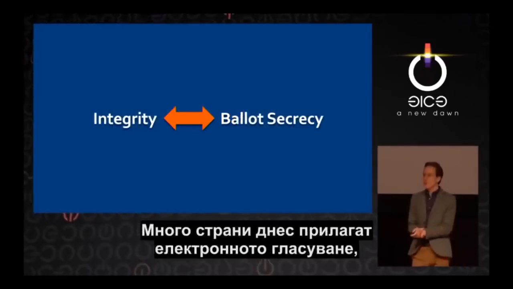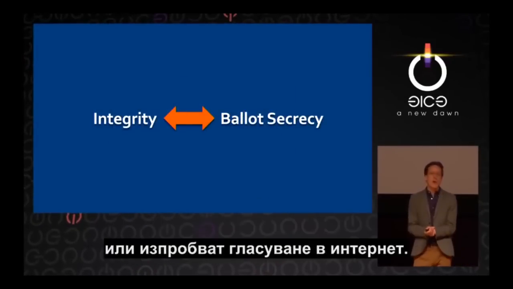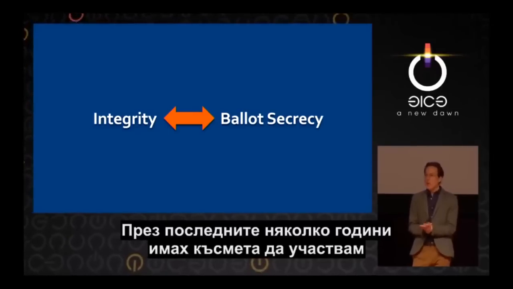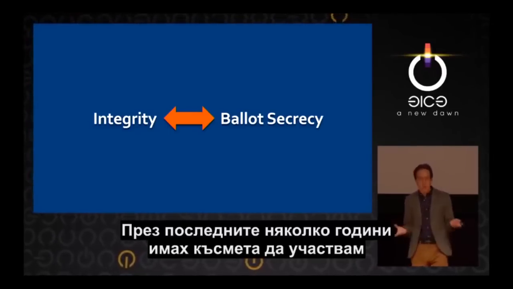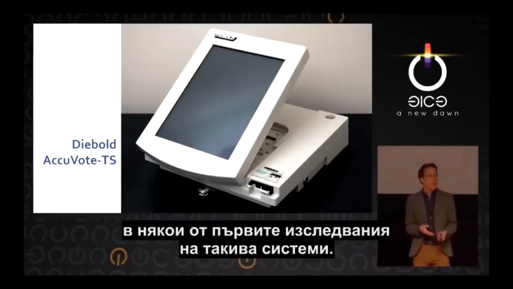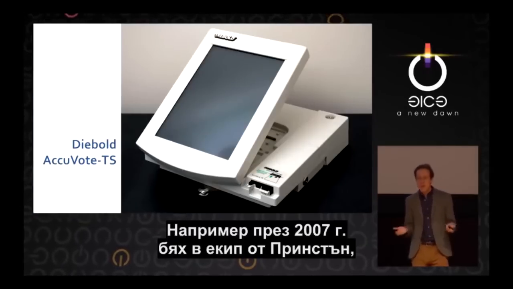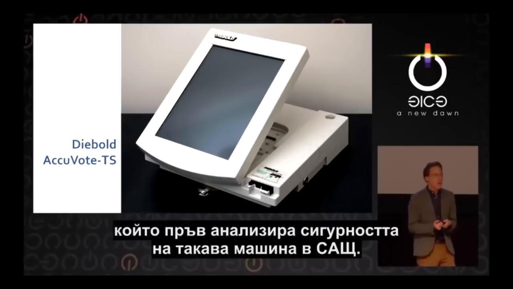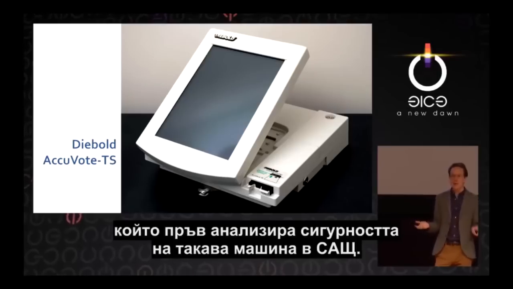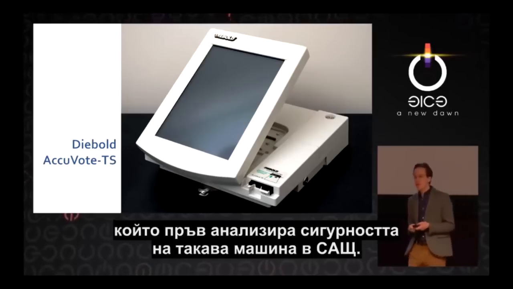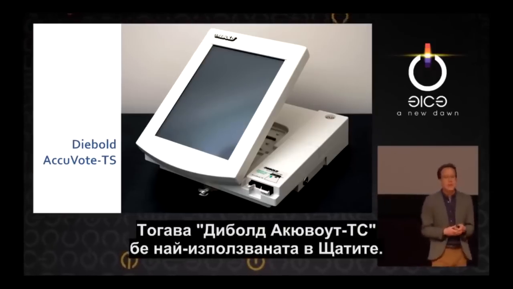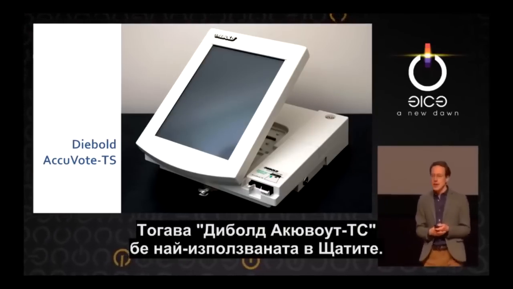Many countries around the world use e-voting or are starting to try internet voting. And I've been very lucky over the past few years to have been involved in some of the first hands-on studies of these different systems. For instance, in 2007, I was part of a team at Princeton that did the first hands-on security analysis by an independent party of an e-voting machine used in the U.S. This thing, the Diebold AccuVote TS, was the most widely used e-voting machine in the United States at the time.